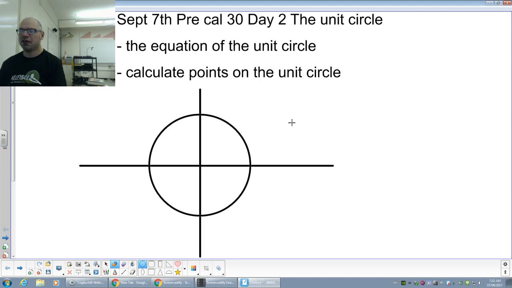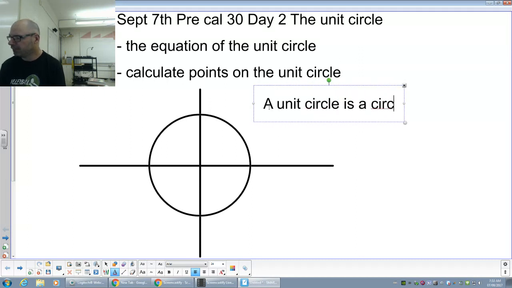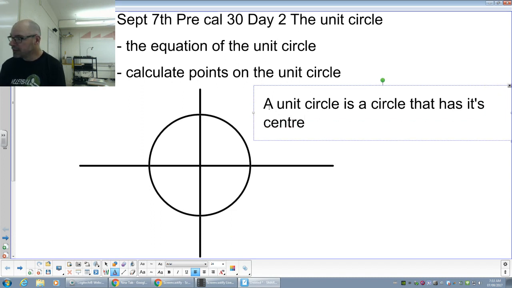Now when we're talking about a unit circle, it has the origin as its center and it has a radius of 1. So let's put the definition up here right beside our little drawing. A unit circle is a circle that has its center at the origin and has a radius of 1.